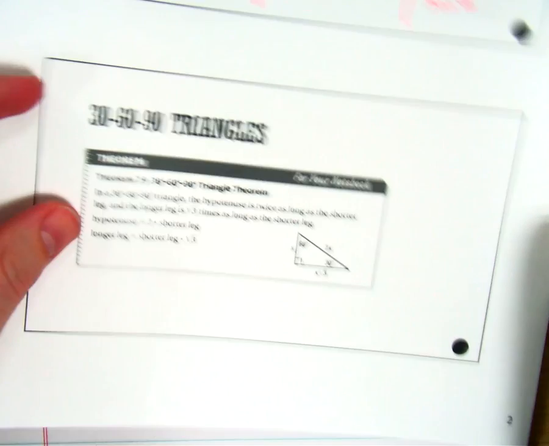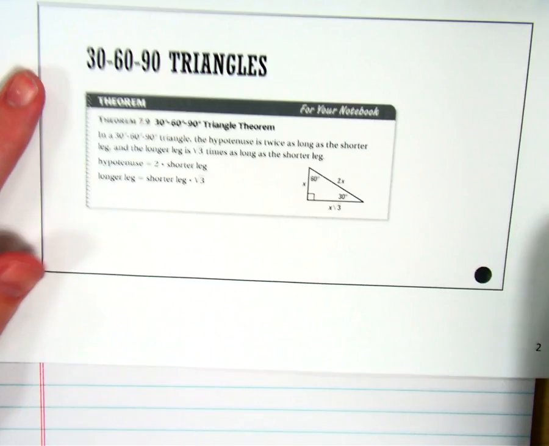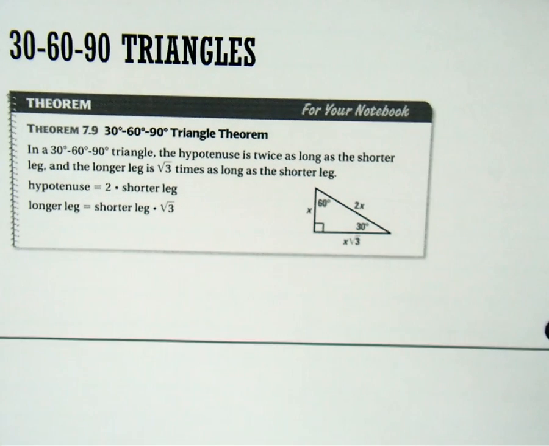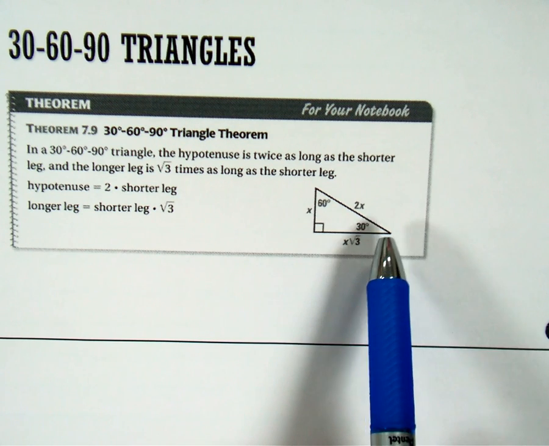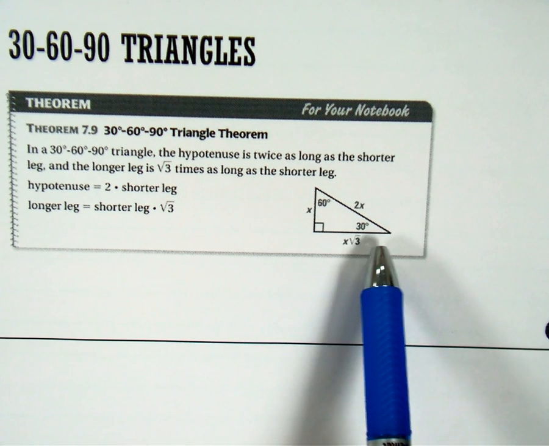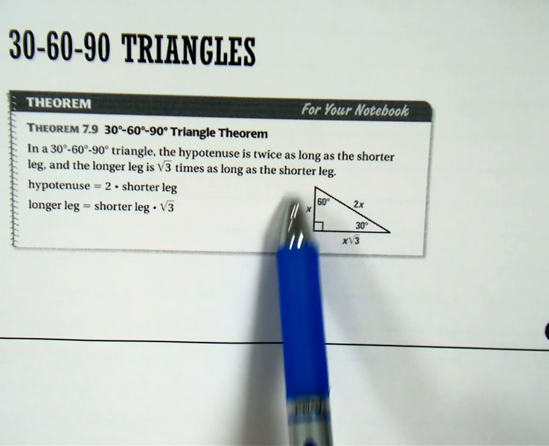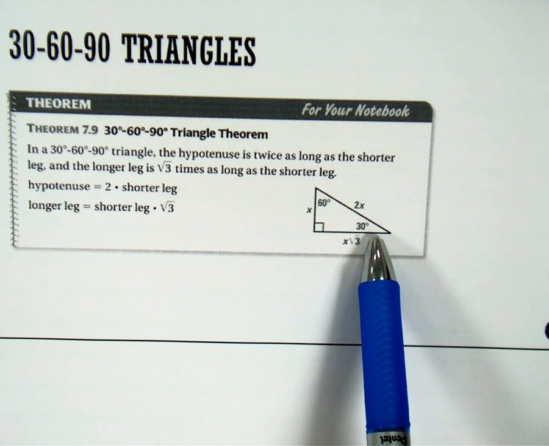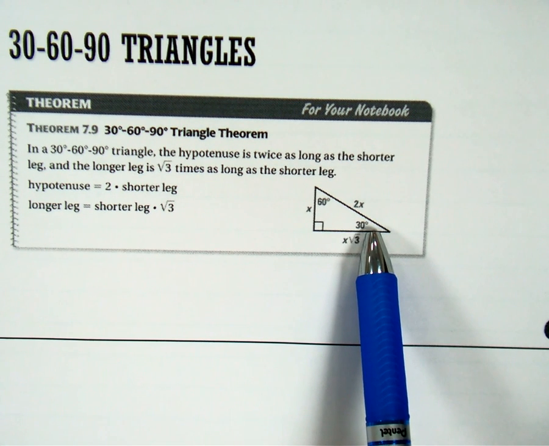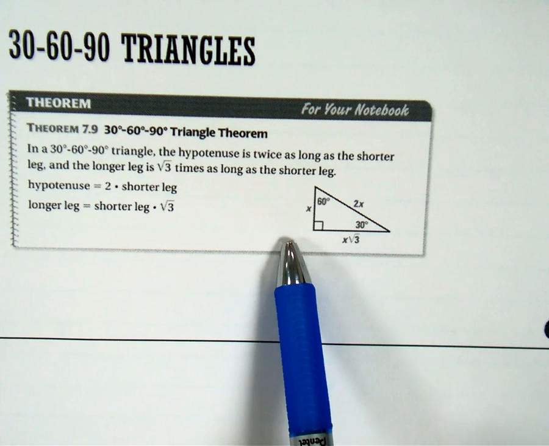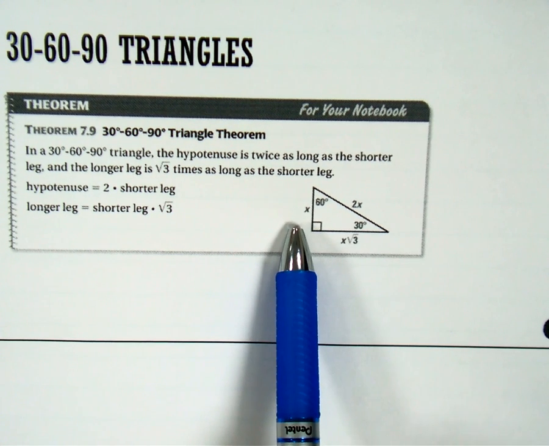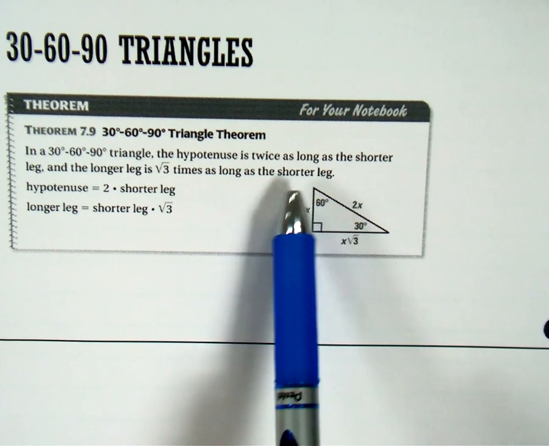Okay, today we're going to focus on the 30, 60, 90 triangles. Day 2 of our section 7.4, 30, 60, 90. You can see the pattern here. In a 30, 60, 90, remember from last chapter, the shortest side is across from the smallest angle. So the smallest angle here is 30, so across from 30 is our short side. That's going to start with x.